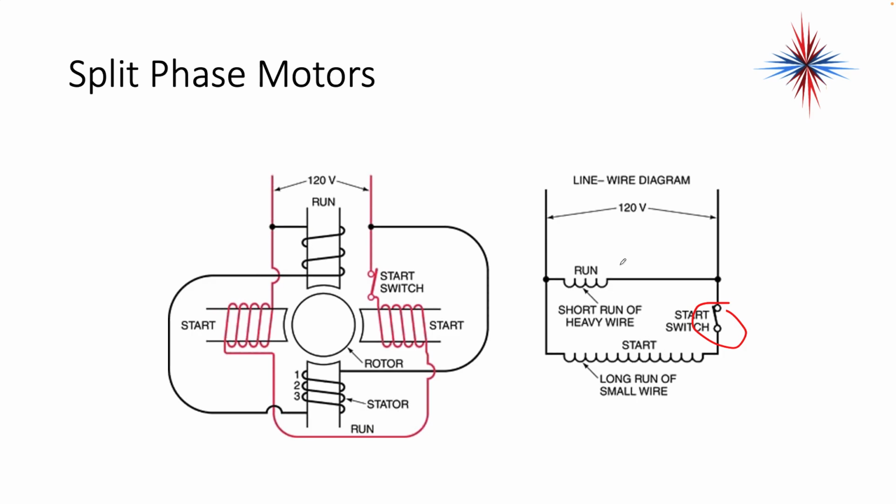One thing that I can mention here is that the run winding will always have a lower resistance than the start winding. Start winding has a long run of small gauge wire. Run winding has a shorter run of heavy gauge wire. The run winding will have a lower resistance than the start winding. And again, the left side of this is more of a pictorial diagram to see how it's all put together.